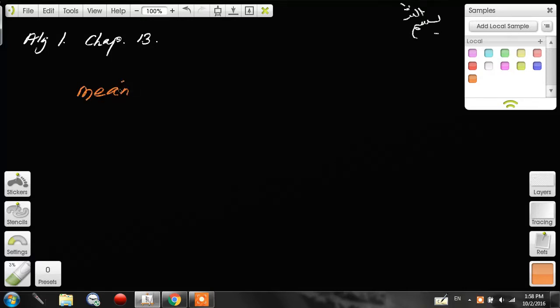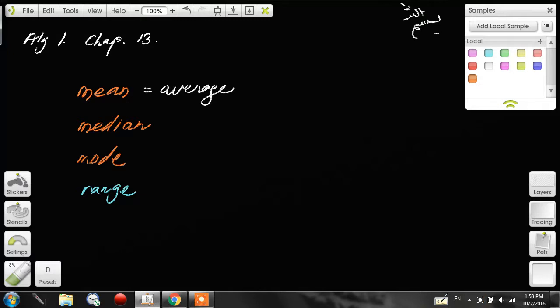Mean, and you're familiar with mean. Median, and mode. And a related term, range. Okay? So, mean is just the average of some data. So if you have 4 and 6, the mean is the average, which is 4 plus 6 over 2. That's 5. Correct? So mean is just the average.